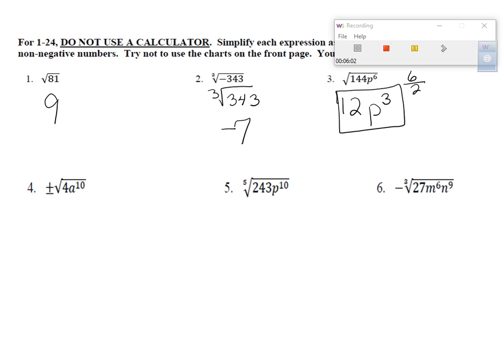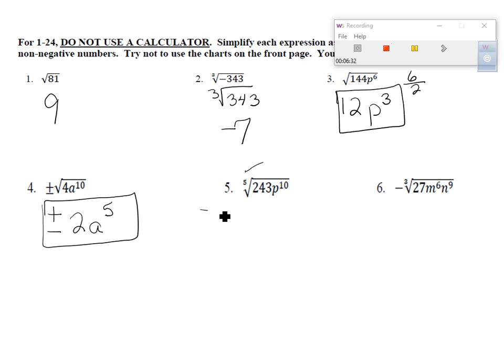Moving on to number 4. There's a plus minus out front, so I need a plus minus. The square root of 4 is 2. 10 divided by 2 is 5, so this is a to the 5th. What I do to you next time is I don't let them come out to be easy. Now, you haven't done a 5th root, but think through this real fast, guys.